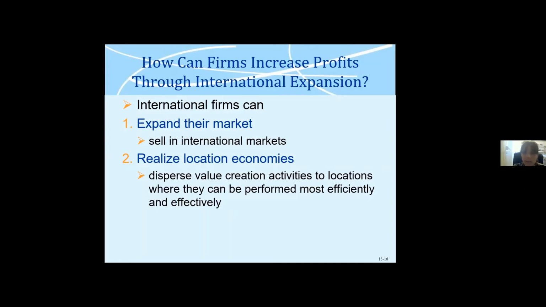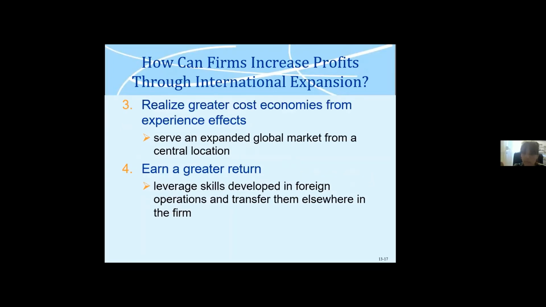Third, they can realize greater cost economies from experience effects by serving and expanding global markets from a central location, so reducing the cost of value creation. And the last, they have the possibility to earn a greater return by leveraging any valuable skills developed in foreign operations and then transferring them to other entities within the firm's global network of operations.